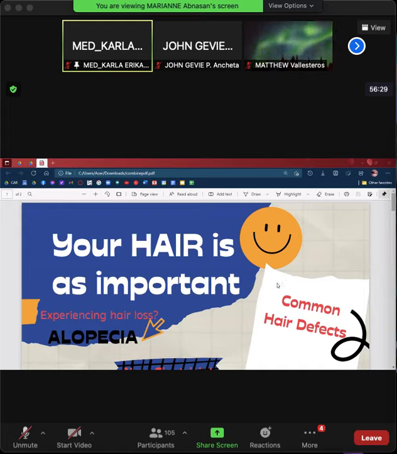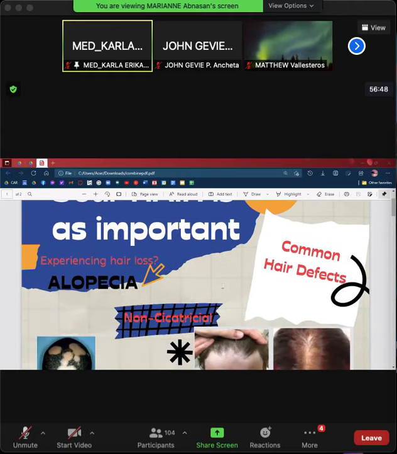So the second is the hair defects. We have two infographics: the common hair defects, mainly the alopecia, and the hair shaft defects. So for the alopecia, as we all know, it is defined as hair loss. So we have the non-cicatricial alopecias, the cicatricial alopecia, and the other permanent alopecias.